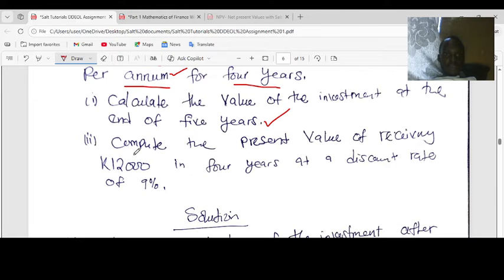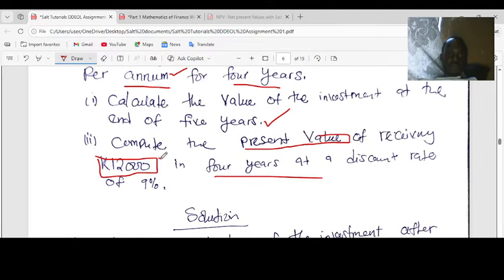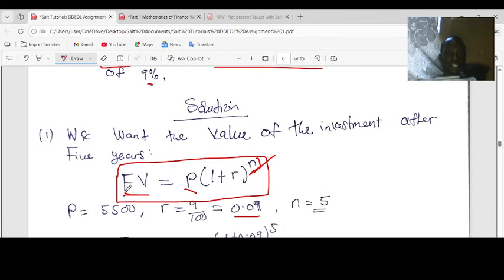What about B? B is saying compute the present value. This time around, we want to find the present value of receiving 12,000 kwacha after 4 years. So assume that after 4 years, you are going to have 12,000 kwacha at the percentage of 9%. What did you invest in the first year? So it's just as good as the same formula here. We were finding future value, we had the present value, but it's vice versa now. You have the future value, you are now solving for the present value.